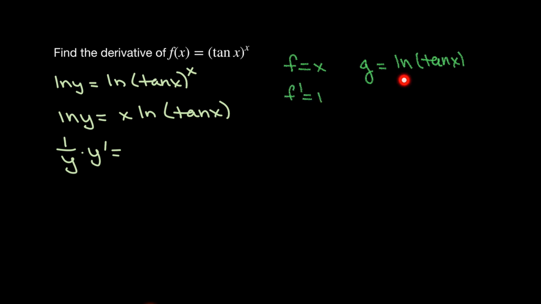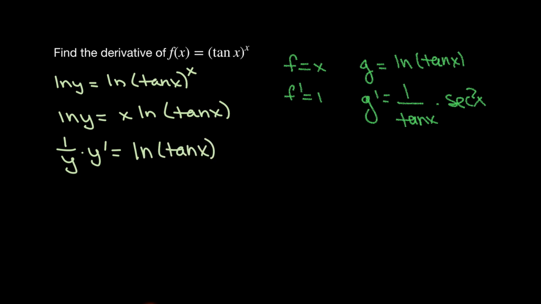Now to get my g prime, this is where I'm going to have to use the chain rule. This tangent of x is inside the log, so this is a composition. Derivative of natural log of tangent of x, my outside derivative is going to be 1 over tangent x. Then I have to multiply by the derivative of the inside. The inside, tangent x, has a derivative that is secant squared.